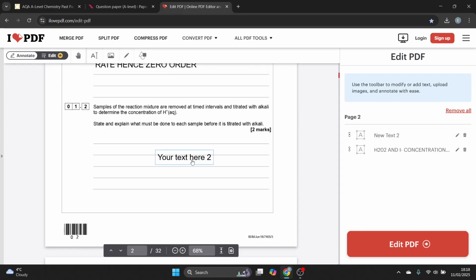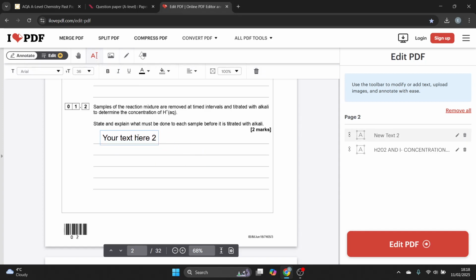Samples are removed at time intervals and titrated with alkali. Explain what must be done to each sample before it is titrated with alkali. Stop the reaction by dilution.